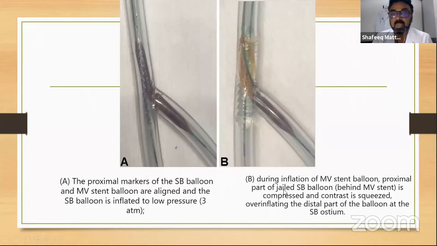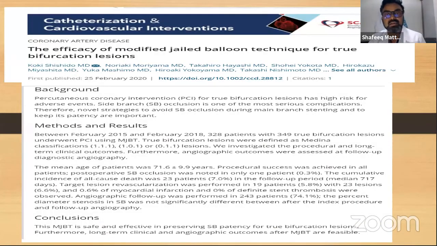During inflation, the proximal part of the side branch balloon is compressed and the contrast gets squeezed, and typically this part of the side branch balloon gets overinflated. After that there have been some reports, but no major randomized trials comparing different methods. But recently there was a report of around 349 true bifurcation lesions treated by the jail balloon technique, with around a 5 to 6% TLR reintervention rate.